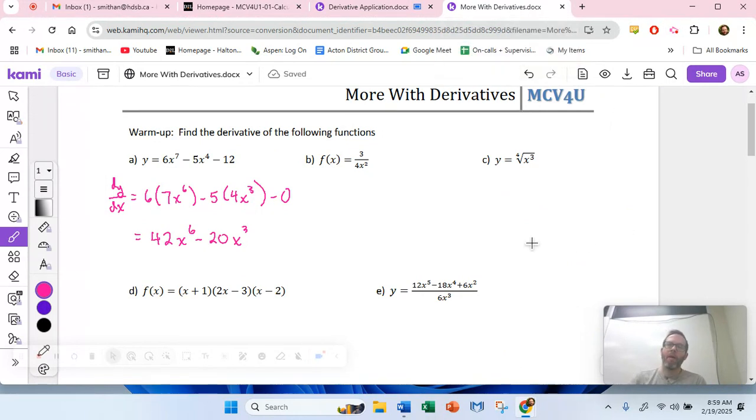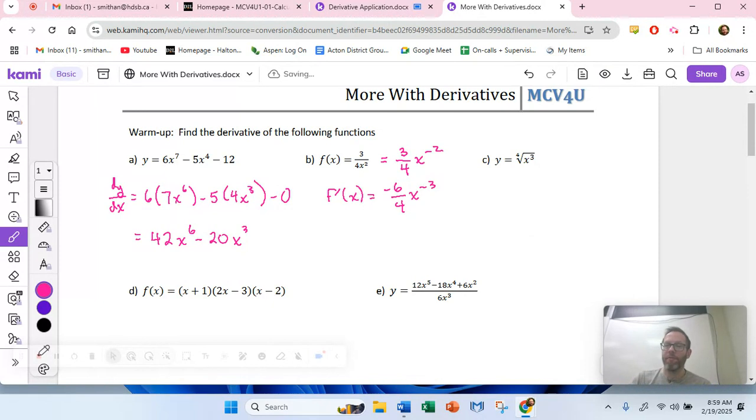All right, I'm going to play some catch up here. So for B, we saw that we can take derivatives of rational functions by writing them as a power of x. 1 over x squared is equivalent to x to the power of minus 2. And when we rewrite the function in B that way, it's not too bad to find the derivative. Bring down the negative 2. Negative 2 times 3 over 4 is negative 6 over 4. And subtract 1 off the exponent.